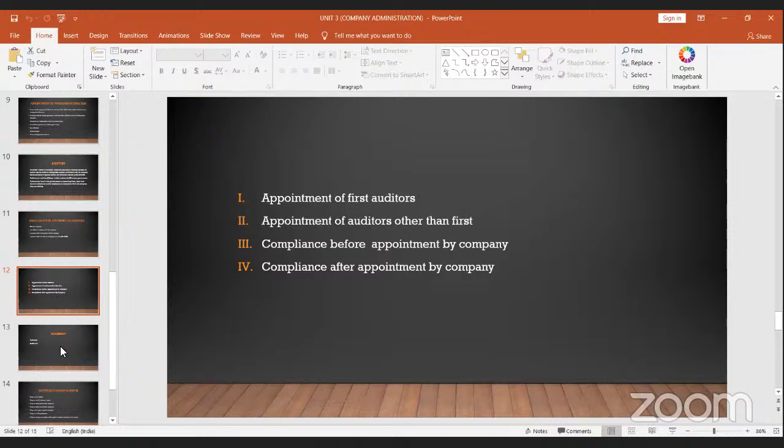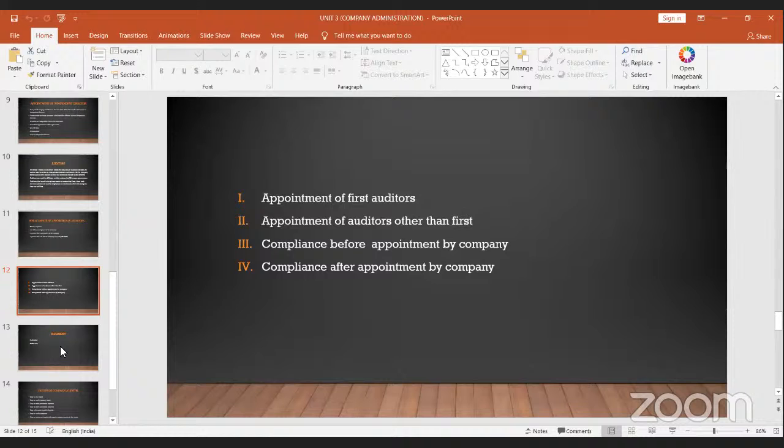For example, you have cleared your chartered accountancy, but you are still in apprenticeship, still in your training period. At that time you are still practicing, so we can't appoint you as a company auditor. So that is a compliance before appointment of the auditor.